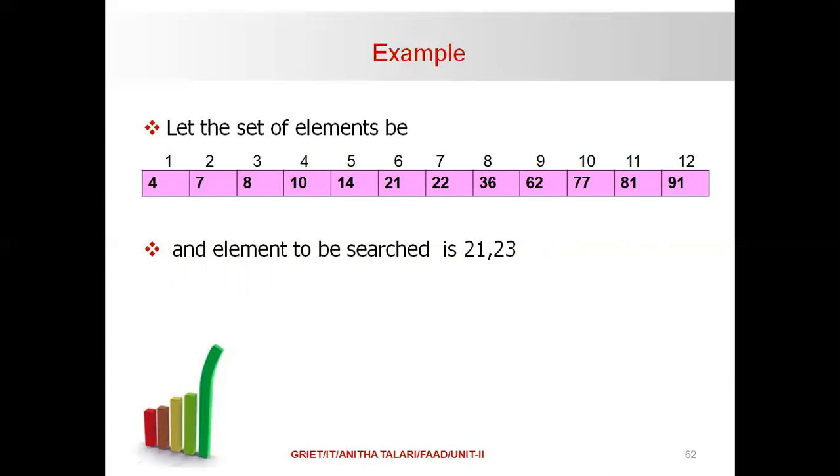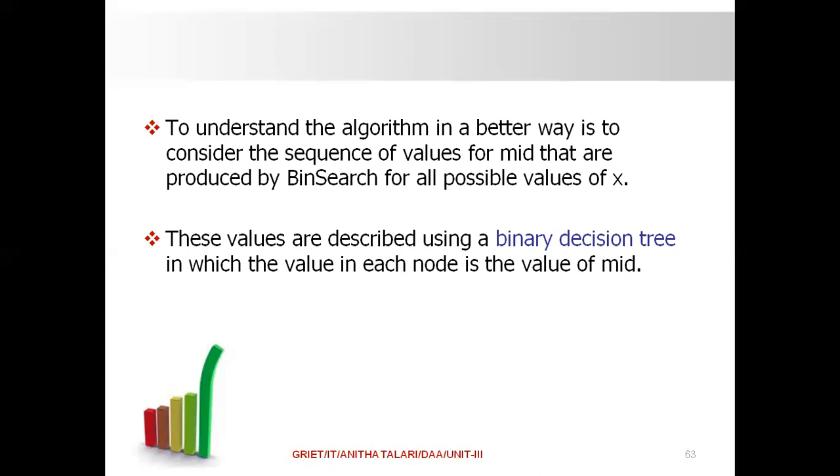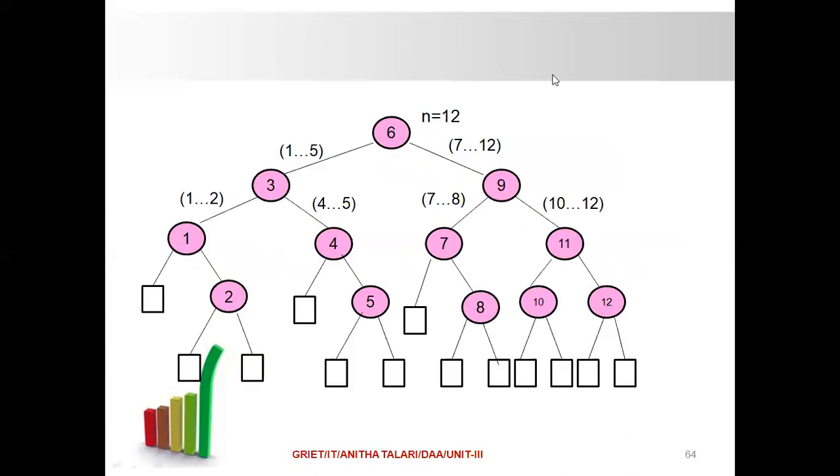In order to understand this in a better way, it is always convenient for us to construct a binary decision tree, taking the values of mid and projecting those values as the tree structure. The node value talks about the mid values we have calculated by using (low + high) / 2. So our tree would be like this. The node value is nothing but the middle element at every position.